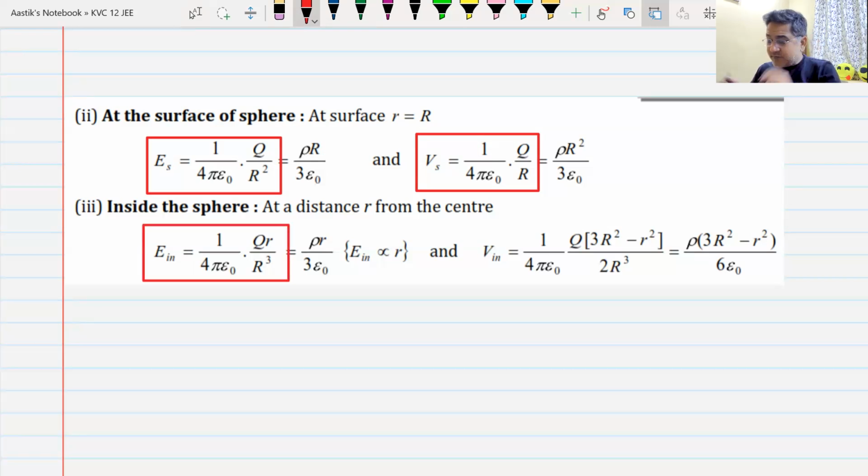This is not the form in which I remember. The black one is the form in which I remember, rho r by 3 epsilon naught. It tells me that it is directly proportional to r. This is the form that I remember. The other one is just a different combination. Because of this, potential inside the sphere is not constant. And a very important result.